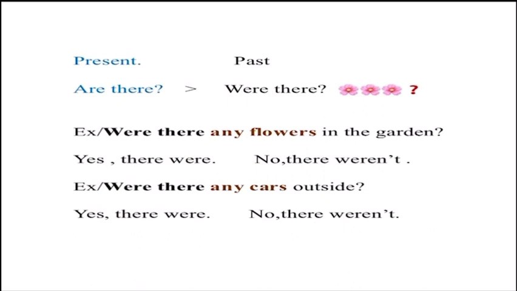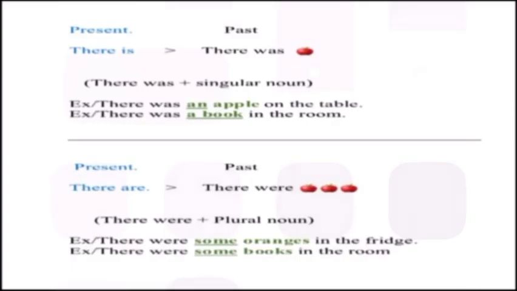Then we have there were, the same. We will change the place of were and there. Were will come first. Were there any flowers in the garden? We don't have some, we have any because it's a question. Were there any flowers in the garden? Yes, there were. No, there weren't. Were there any cars outside? Yes, there were. No, there weren't.